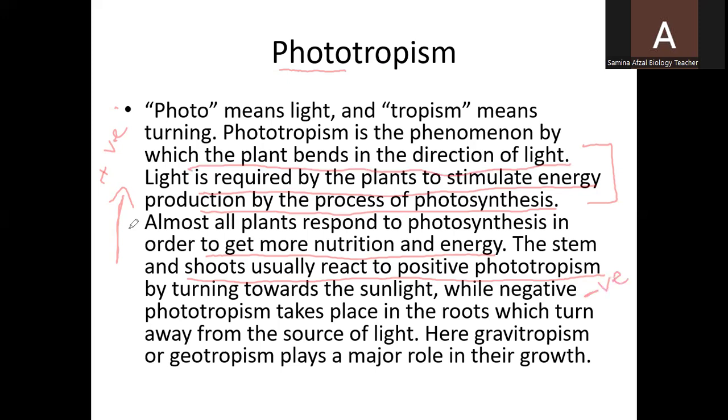While negative phototropism takes place in the roots, which turn away from the source of light, gravitropism or geotropism plays a major role in their growth. That is, the roots will always show positive gravitropism and negative phototropism, whereas shoots will show positive phototropism and negative gravitropism.